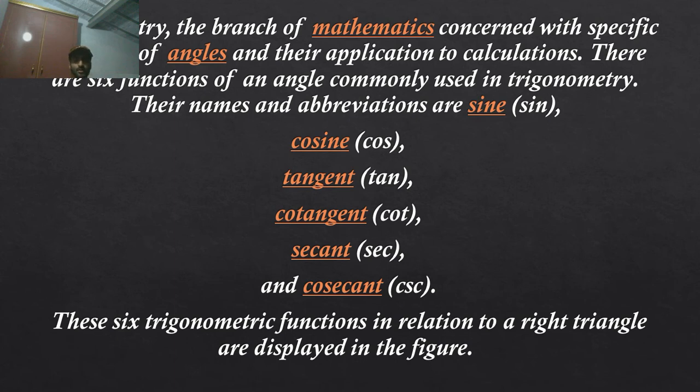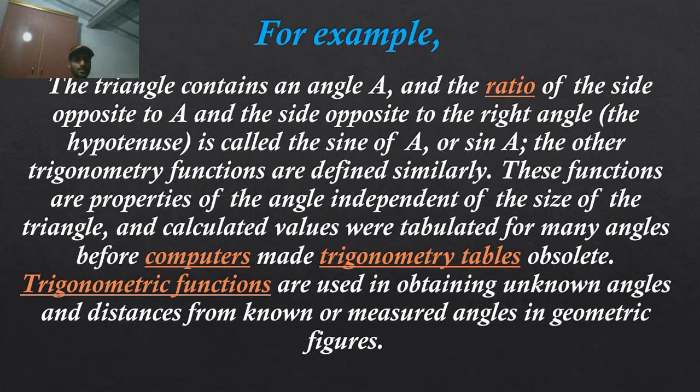These six trigonometric functions in relation to a right triangle are displayed in the figure. For example, the triangle contains an angle A, and the ratio of the side opposite to A and the side opposite to the right angle, the hypotenuse, is called the sine of A or sin A. The other trigonometric functions are defined similarly.